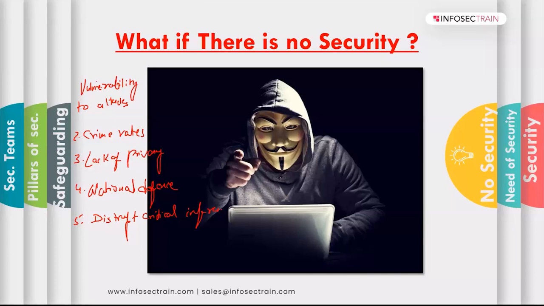Now, what is critical infrastructure? Your network, right? Your systems, your servers, everything. The things that are running your organization, that are making your organization's services. Let's say you give cloud services, so you have cloud servers present. All those things will be disrupted. There will be disruption, there will be chaos. Someone may sabotage your servers also. That is one more thing if there is no security.